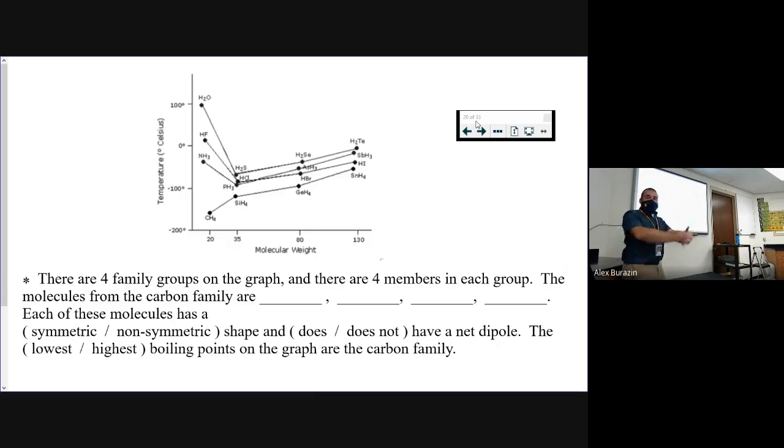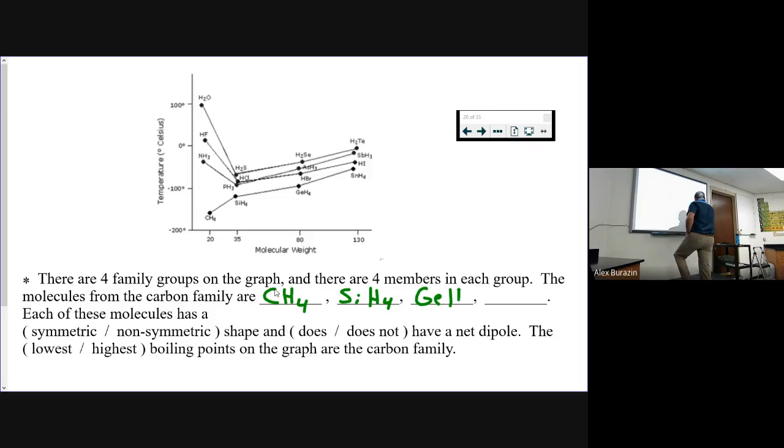All right, so there are 4 family groups on the graph, like I already pointed out to you earlier. And there are 4 members in each group. The molecules of the carbon family are CH4, SiH4, GeH4, and SnH4.